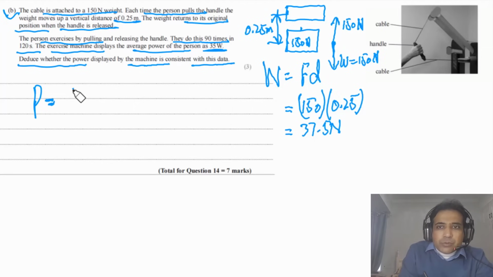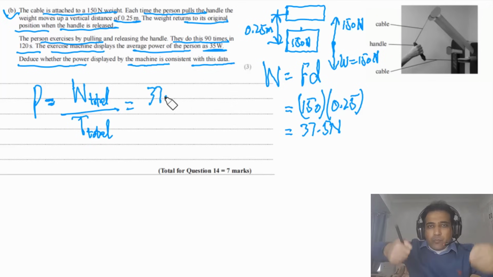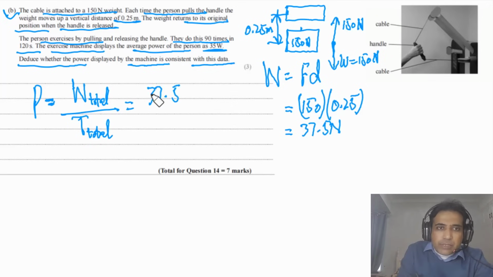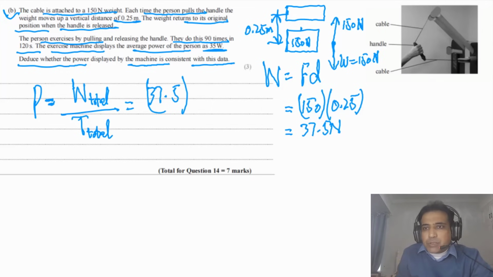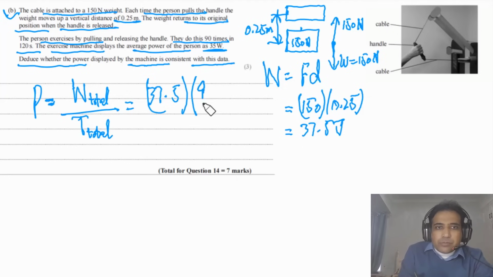So power will be equal to the total work done by the person divided by the total time taken. In one repetition the person does work equal to 37.5 joules. The person repeats this 90 times, so we have to multiply by 90, and this is done in 120 seconds. If we solve this, we will get 28.1 watts.